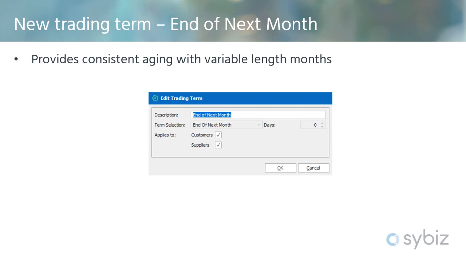There's a new trading term for end of next month, and that just gives you a consistent aging experience. If you're currently using the days of next month and the value is set beyond the 28 days of February, then you could get situations where a customer statement is going to do aging differently at the end of February compared to the end of March, for example. And so the end of next month just gives the ability to do the aging consistently, irrespective of the length of the individual months.